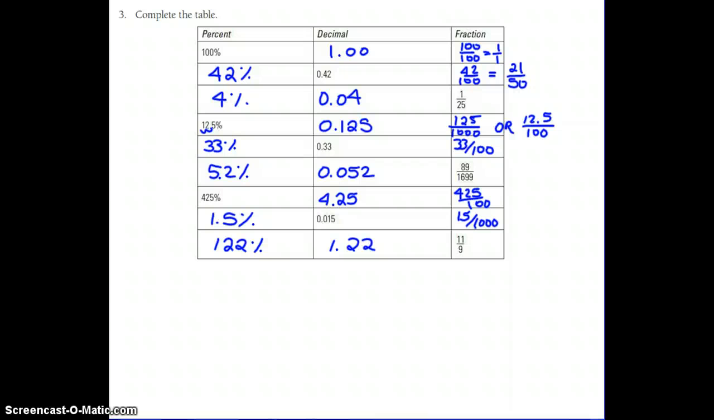Note that sometimes, like in this example right here, you have 3 decimal places, which puts your fraction over 1,000, because there are 3 zeros in 1,000 and 3 decimal places.